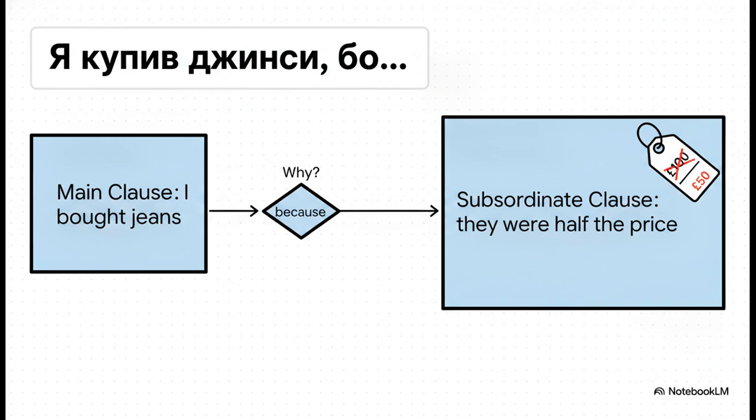In English, I bought jeans because they were half the price. Just look at the perfect structural logic there. Main clause, I bought jeans. Why? Subordinate clause of reason, because they were half the price. The action is perfectly, neatly explained by the reason.